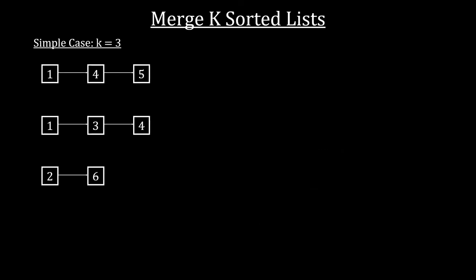Now what about k equals 3? Can we do something similar? Of course. We will use our three pointers, list 0, list 1 and list 2. I abbreviated them with L because I don't have much space here. And we will apply the same strategy. First create a dummy node and initialize tail with dummy.